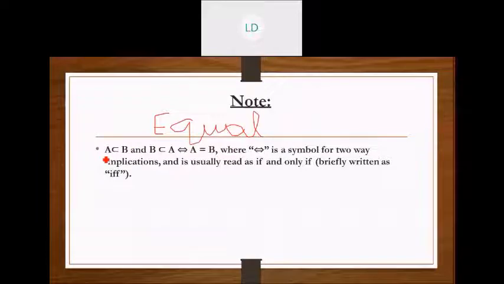First consider what they are saying. A is a subset of B. What is the meaning of that? A is a subset of B means all the elements of A are there in B. B is a subset of A means all the elements of B are there in A. If and only if A equals B, then what will happen? The two sets are equal. Then A equals B.